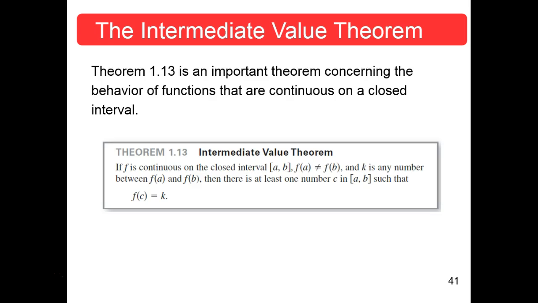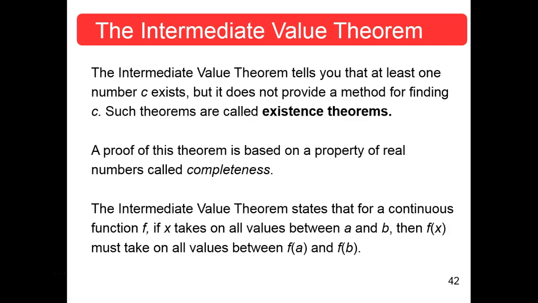Then there is at least one number c in that interval a to b such that f of c is equal to k. If k is in between f of a and f of b, and c is in between a and b, and remember these are continuous functions on that closed interval, then there's some value, maybe more than one value, where f of c is equal to k. Got to be, because they're continuous. You can't go from here to there, or there to there, and not cross every value in between. Can't happen if it's a continuous function, because you have no holes, no gaps.